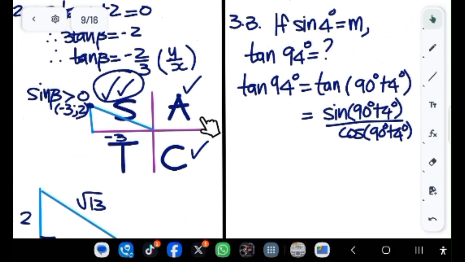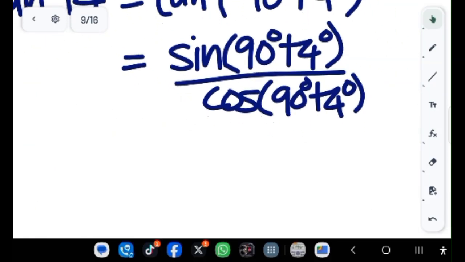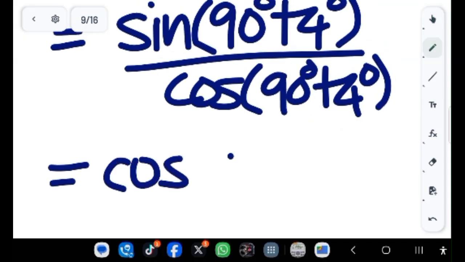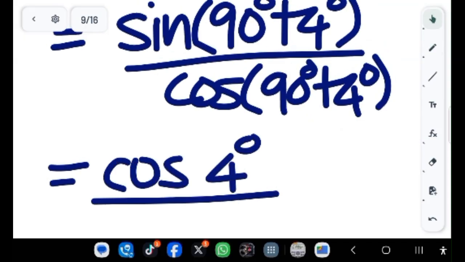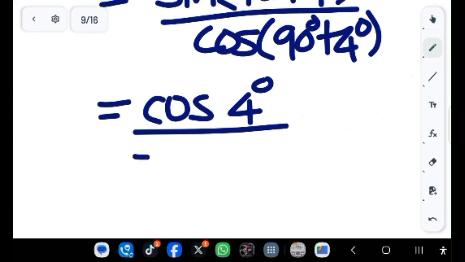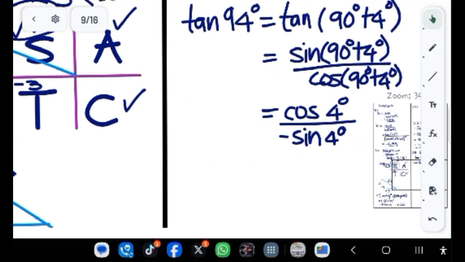Sine of 90 plus 4 lands us in the second quadrant where sine is positive, the original sign, and it must change into its co-function cos because of the special angle 90 degrees. So that will be positive cos of 4 degrees over cos of 90 plus 4, which also lands us in the second quadrant where cos is negative, the original sign, so it will be negative the co-function of cos, which is sine, and the reduction angle will be 4 degrees.